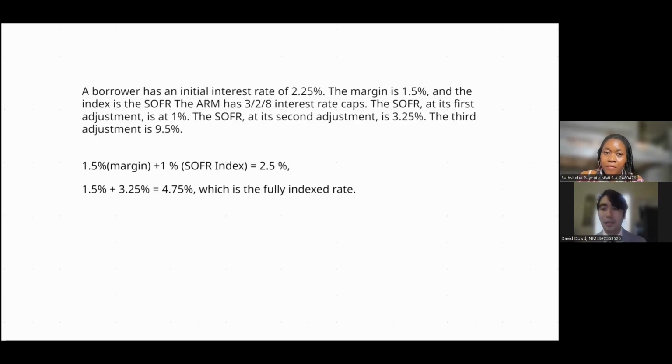So the fully indexed rate would be a simple math equation. 1.5 plus 3.25 equals 4.75%, which is the fully indexed rate. Now, I'm going to continue what it talks about here, just so we've got the full experience.